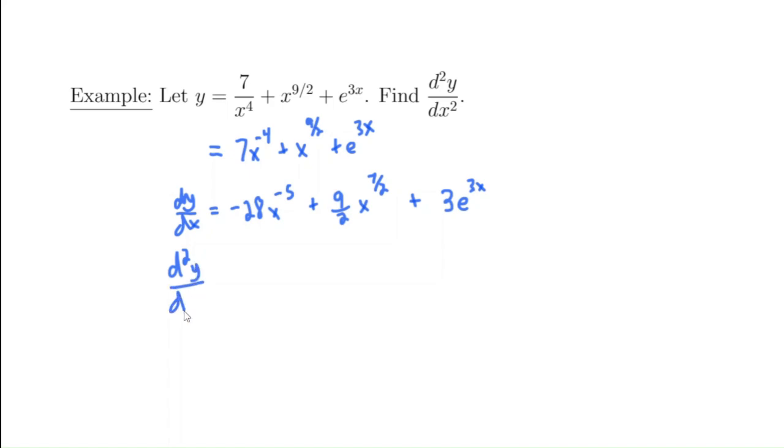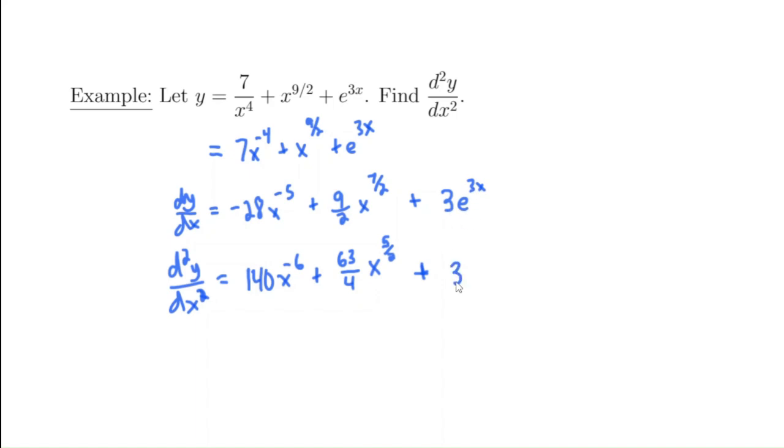What about d squared y dx squared? Well, to take the derivative of this, we need to multiply negative 5 times negative 28. Well, the negatives will go away, and 5 times 28, I believe, is 140. So we'd have positive 140 x to the negative 6 power, plus, well, we need to multiply 7 halves times 9 halves. That's going to be 63 fourths x to the, well, we lower this by 1, we're going to get 5 halves. Plus, well, what's the derivative of 3 e to the 3x?